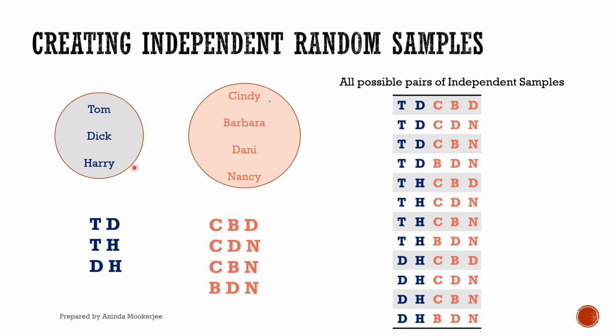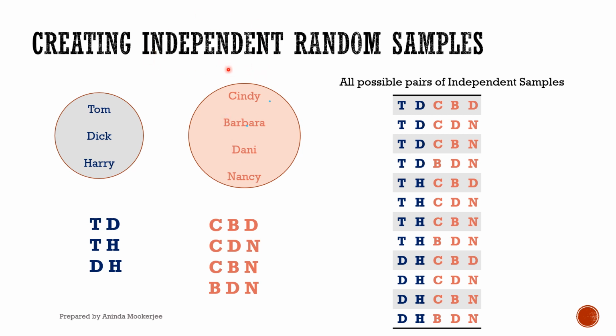All right. So we have in the first population Tom, Dick, Harry, and in the second population Cindy, Barbara, Danny, and Nancy. Although population 1 is a population of men and population 2 is a population of women, these are independent. All right. It's not like a husband-wife relationship, it's not paired, or a brother-sister relationship.